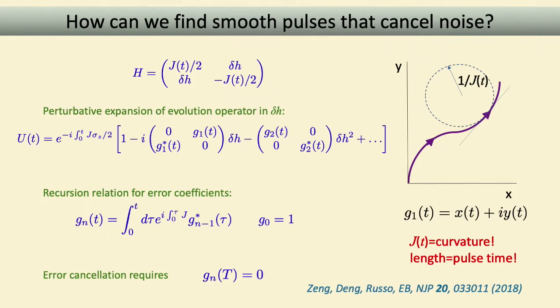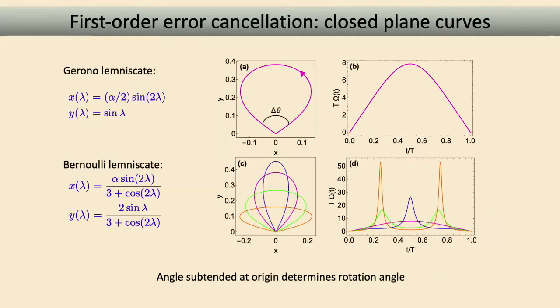That sounds really simple, but it's actually a very profound statement, because now I can start drawing curves, and I know exactly what driving fields achieve this evolution just by reading off the curvature. And what I'm plotting here is the first order noise error. I want the noise to vanish at the end of my gate. So what I should do then is draw closed curves.